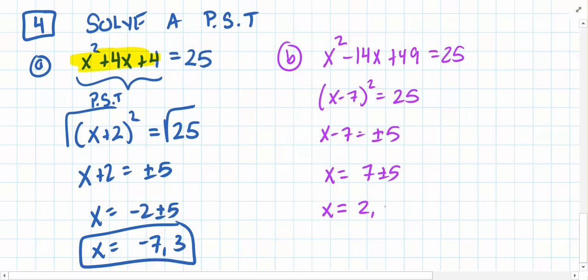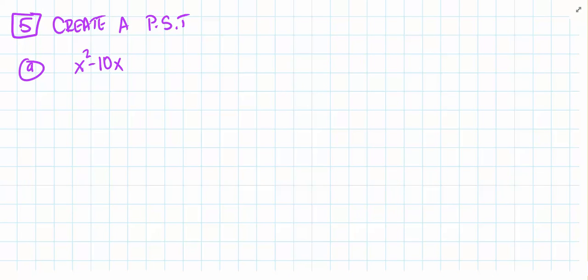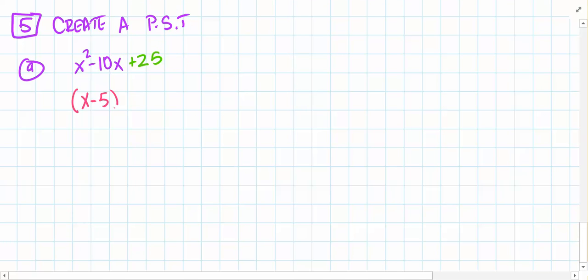Okay, if I gave you x squared minus 10x, how could we then create a perfect square trinomial? What would we have to do? We would have to take half of b, which would be what? -5, and square that, what would it be? So we would add 25 to this to create what? To create (x minus 5) squared. That's what I want you to get good at, is seeing that.